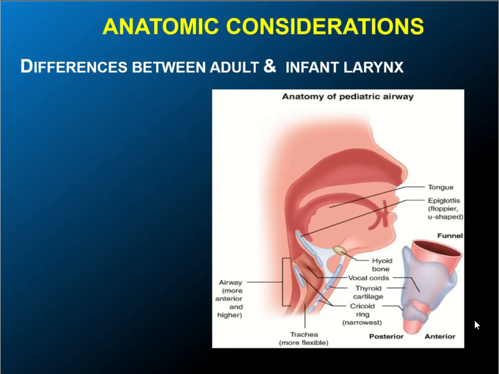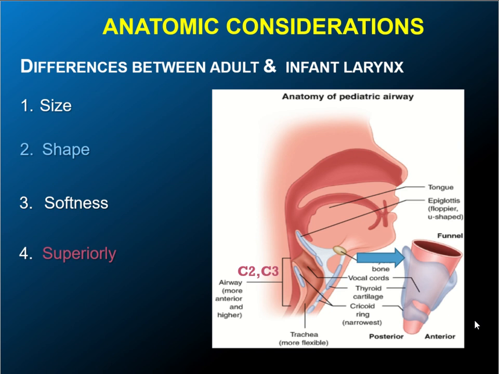Coming to anatomic considerations, there are certain critical differences between adult and infant larynx which are imperative to remember for an optimum management of a child with stridor. The size of the infant larynx is 1/3 of the size of the adult larynx. It is funnel shaped as opposed to cylindrical shape of the adult. The laryngeal cartilages are much softer in infants, making them prone to collapse.